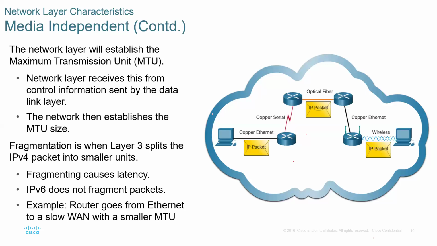So we're saying that IP is also media independent. Fragmentation is when layer 3 splits the IPv4 packets into smaller units. Fragmenting causes latency, and when you say latency, you're talking about how slow or fast the network is. But IPv6 does not actually fragment its packets, right?